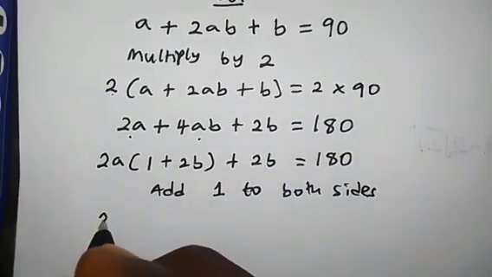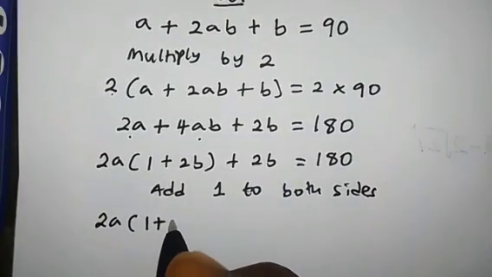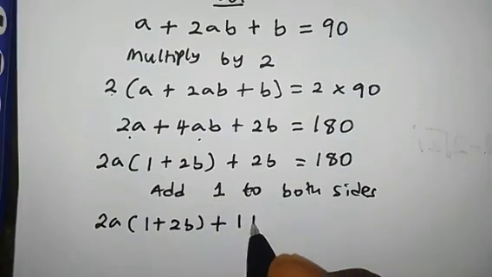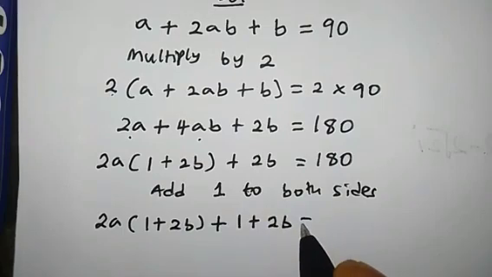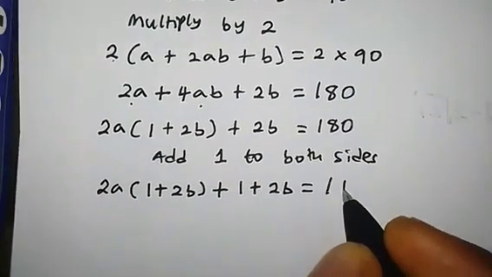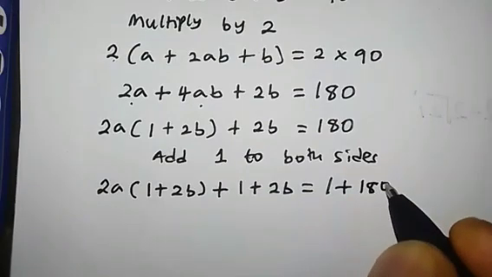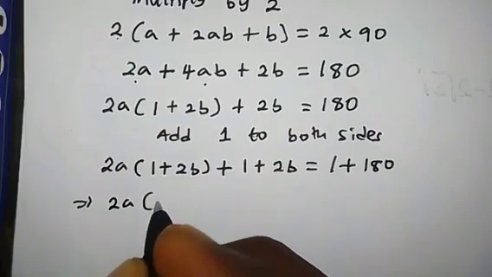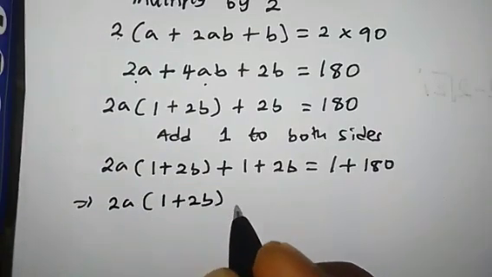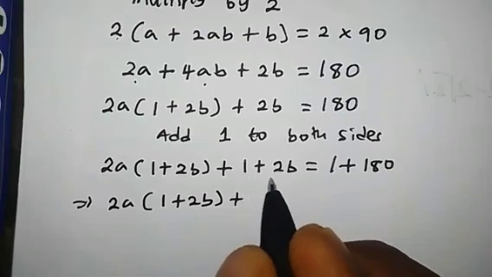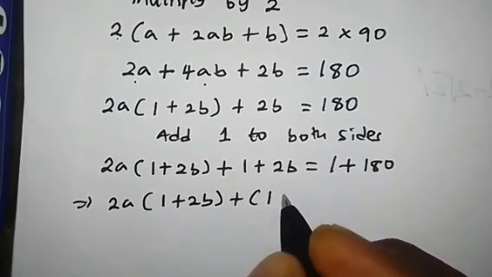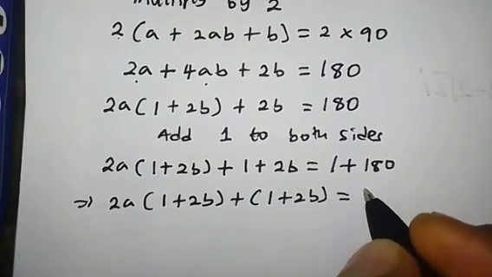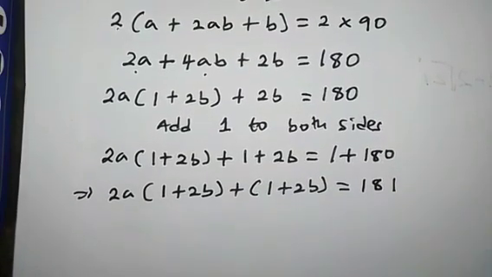Doing that, we have 2a into 1 plus 2b plus 1 that we are adding. So we have 1 plus 2b equal to 1 plus 180. This means that 2a into 1 plus 2b plus, I can put these guys in brackets, so that will be 1 plus 2b equal to 1 plus 180. That is 181. Let's continue.